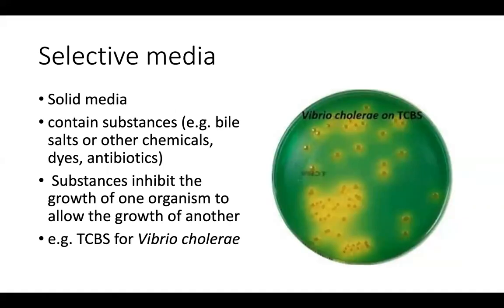And we have selective media. Now these are usually solid media. They're called selective because they contain substances. It could be bile salts, chemicals, or antibiotics. These substances inhibit the growth of one organism to allow the growth of another. An example is TCBS. TCBS is a selective medium for the causative agent of cholera, again, Vibrio cholerae. It's green in color originally. The bacteria that cause cholera are going to be yellow in color. So these are colonies formed by Vibrio cholerae.